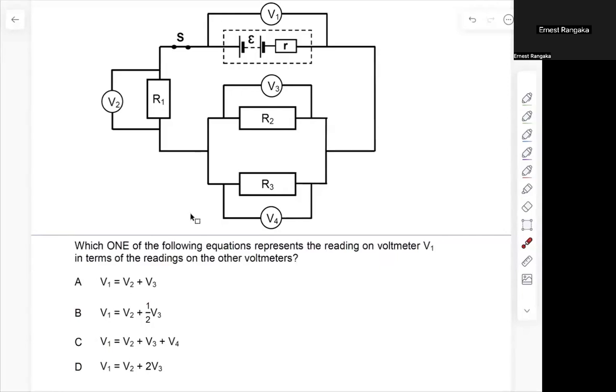Okay, fantastic. So let's have a look at this again and remember how this works. When we deal in series, our voltages are going to split. In parallel, our voltage is going to remain the same, right? So in this case, when we look at V1, R1 is in series with this parallel component. With this parallel component, your V3 is going to be equal to your V4.